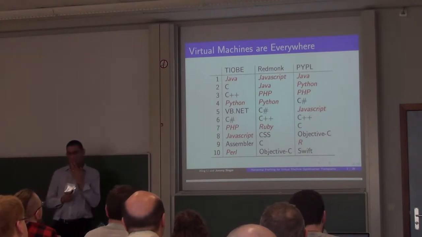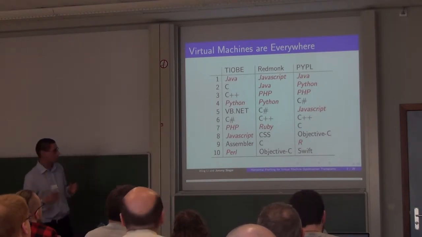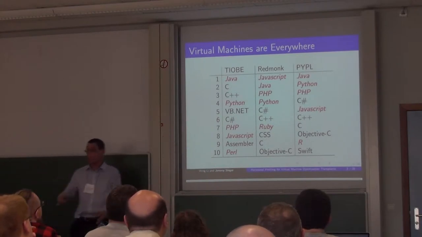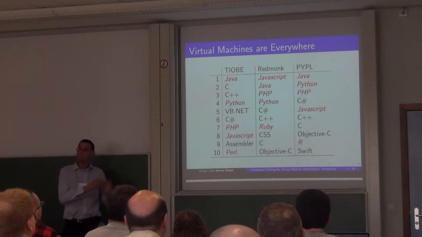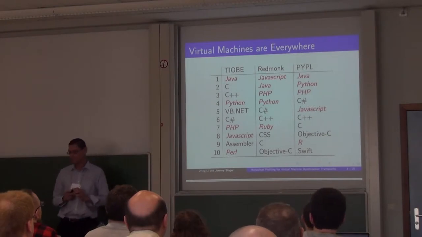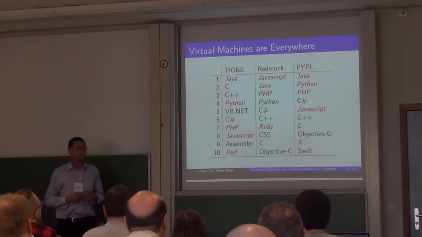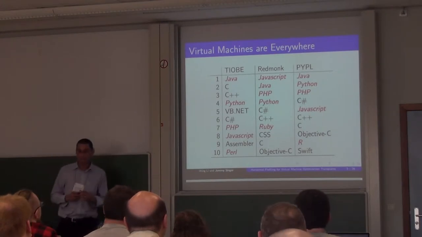I wasn't sure about C#. Sometimes it compiles to native executable code, so I didn't include that. If you include C# and maybe Swift and things like that as well, then actually you find out that the majority of popular languages, by some rather dubious metrics, are virtual machine languages. So virtual machines really are ubiquitous.